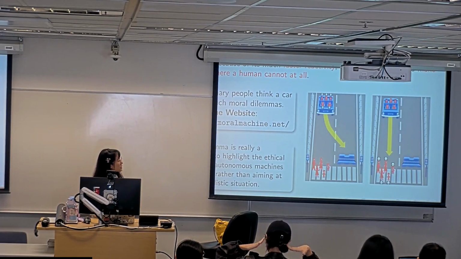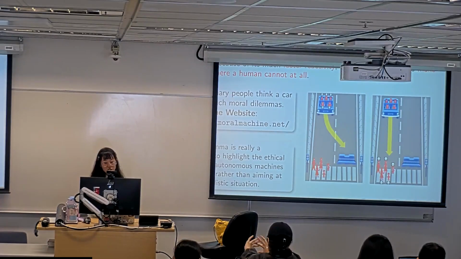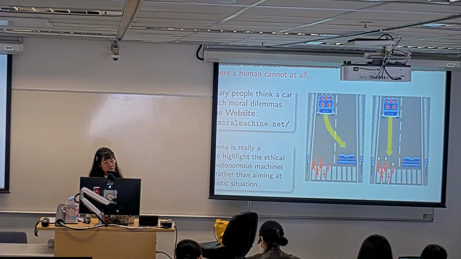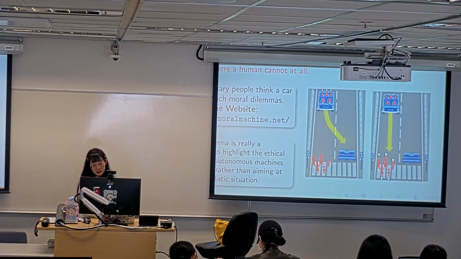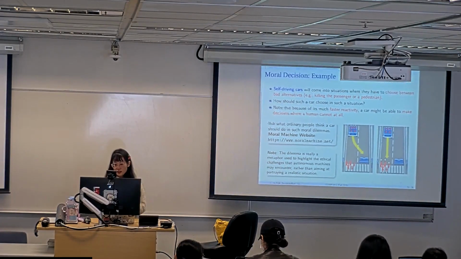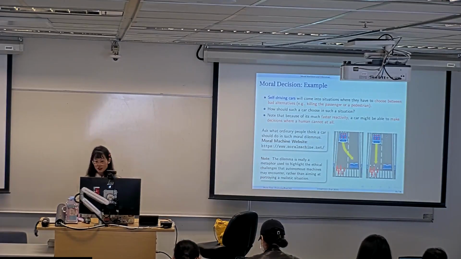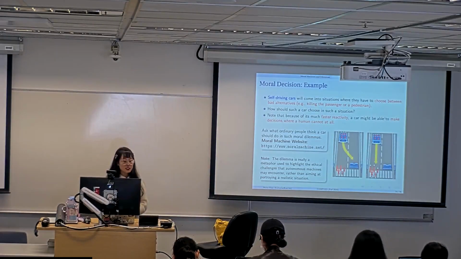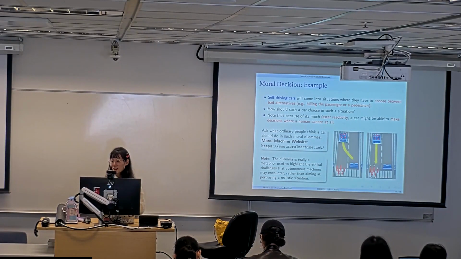If the self-driving car goes in this way, then the passengers in the car will get killed. But if the self-driving car goes straight, then these 5 pedestrians will get killed. Of course it's very cruel, but sometimes it may have to choose between these bad alternatives. Now how should such a car choose in such a situation? Note that the self-driving car has much faster reactivity than humans. Humans may not have the response time to make the decision, but the car can.